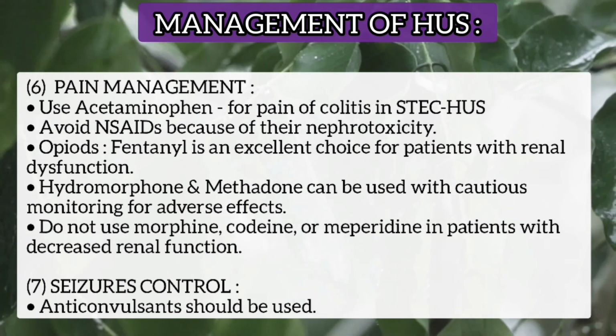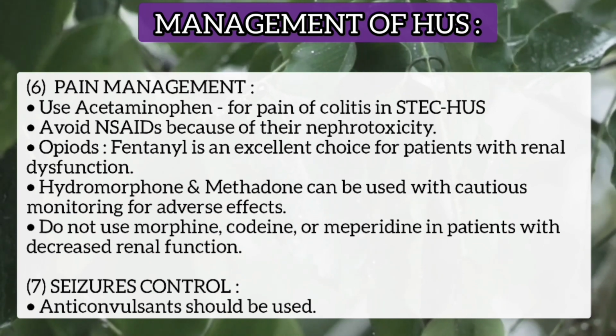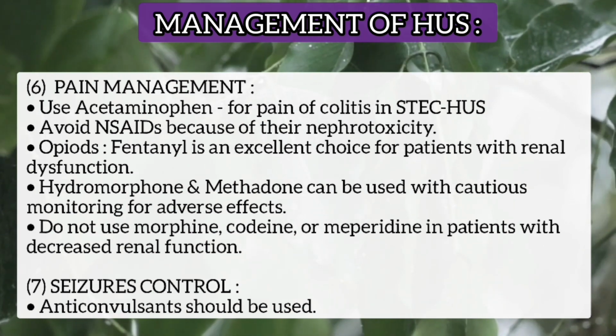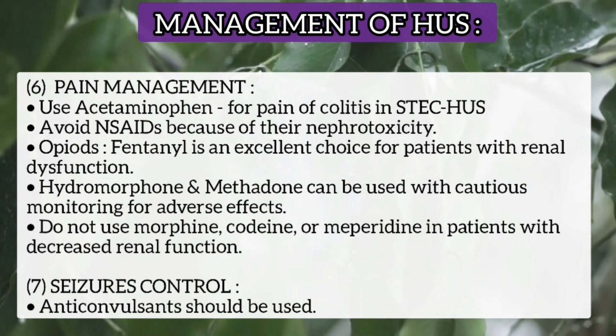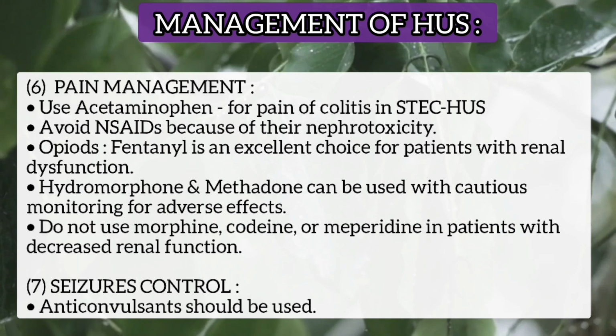Hydromorphone and methadone can also be used, but with cautious monitoring for adverse effects. Do not use morphine, codeine, or meperidine in patients with decreased renal function. Now, for seizures, use anticonvulsants.